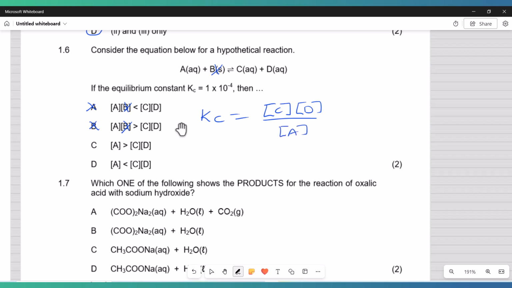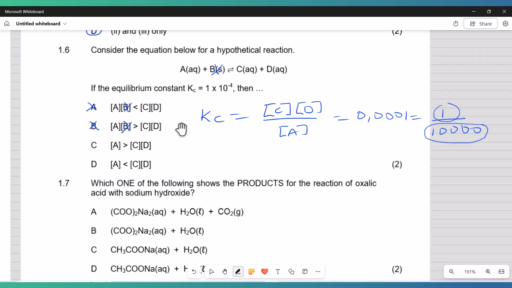Now in this particular case, 1 exponent negative 4 is going to be 0.0001. Because it is less than 1, it means, in mathematics, we can say it's 1 out of 10,000. So in this case, we have a bigger denominator and a smaller numerator.